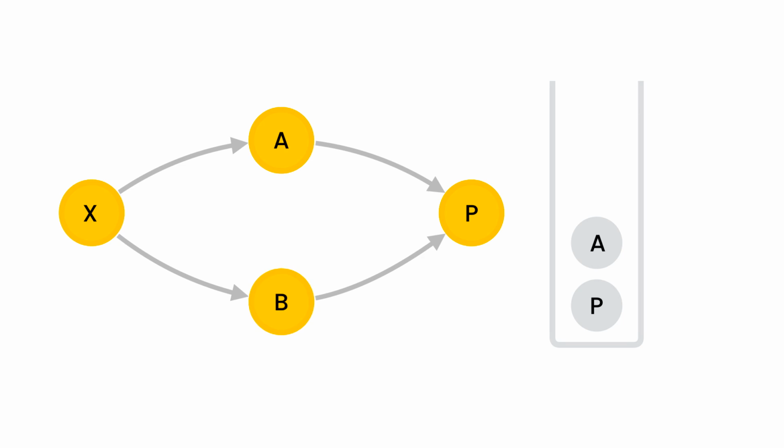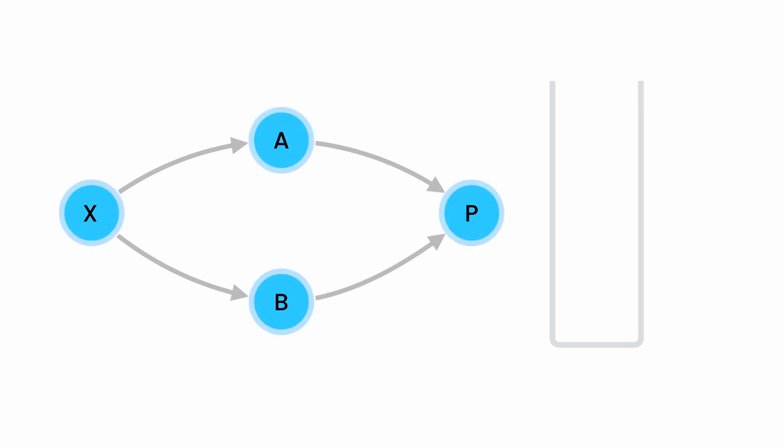Now we are at the B. We have visited all the children of the B, so it's time to add the B to our stack. Now back to the X. We have visited all the children of the X, so we add the X to the stack. Now, if we pop our stack until it's empty, these nodes are going to come out in the right order. So with this algorithm, we go deep in our graph and find nodes that don't have any outgoing edges.